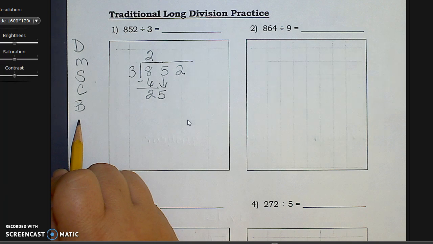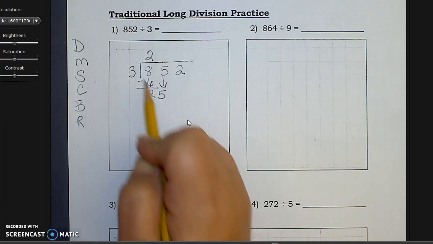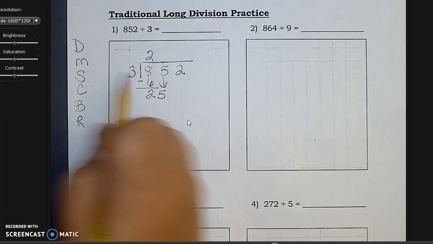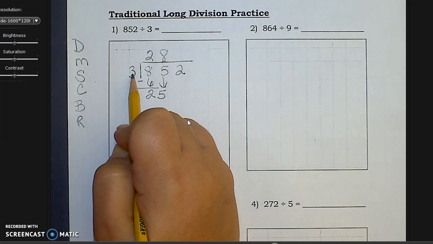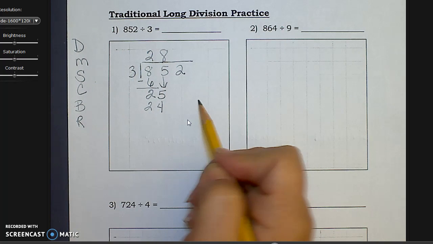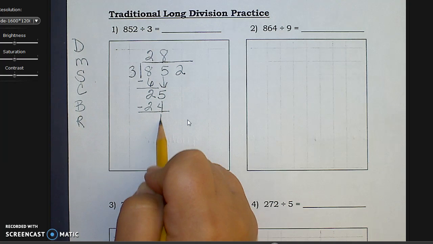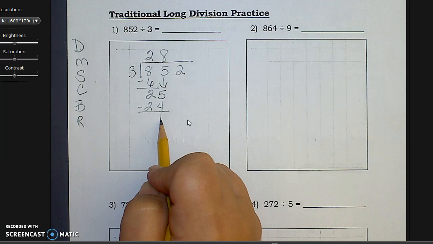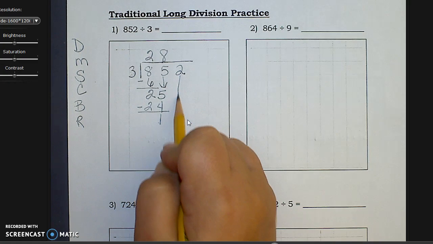Now, we start all over again. The R means repeat. We have to go back. We're not done with the problem. So I go back up to the 3, and I say, how many 3's go into 25? I divide 3 into 25, and I get 8. Then I multiply 8 times 3, which is 24. Then I subtract. 25 minus 24 is 1. I check it. 1 is less than 3. Okay, we're doing really well. I look to see if I have anything left to bring down. Whoops, I do. Bring down the 2.